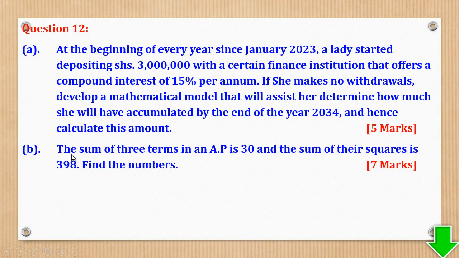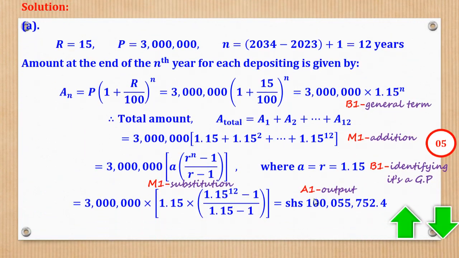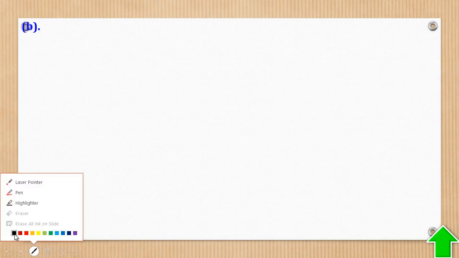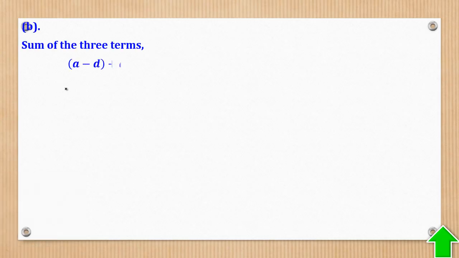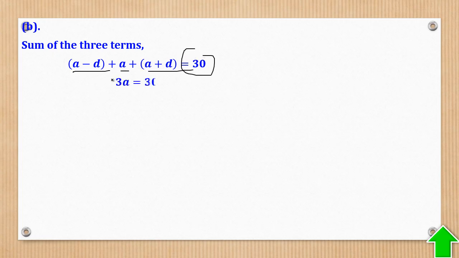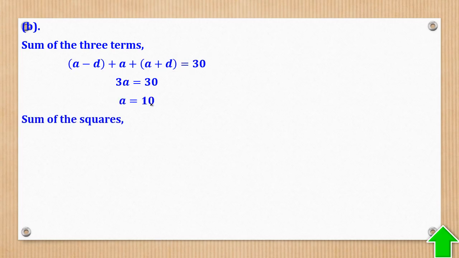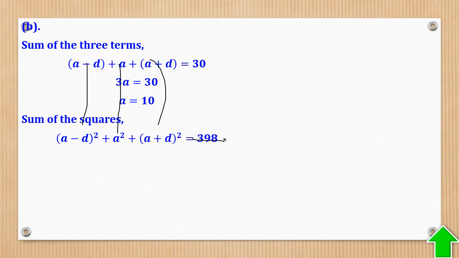Then part B, the sum of 3 terms in an AP is 30 and the sum of their squares is 398. Find the numbers. So one, we shall let the numbers be a minus d, a, and a plus d. Their sum is equal to 30. Simplify, you can get the value of a as 10. Then the sum of their squares is 398. So square this, square this, square this to get 398.